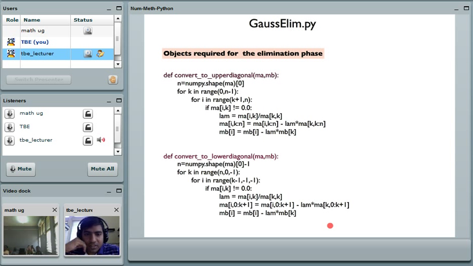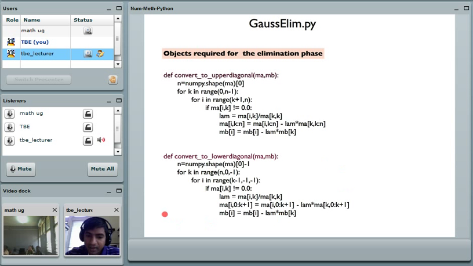Okay. So now coming to this code, I was not really sure how much programming experience you have with Python. So what I did was lay out a code where I use the object-oriented programming style to solve this particular problem. First I'm going to present this code called Gauss elimination.py, which is the Python code for doing the Gauss elimination. So now I am defining the following objects.